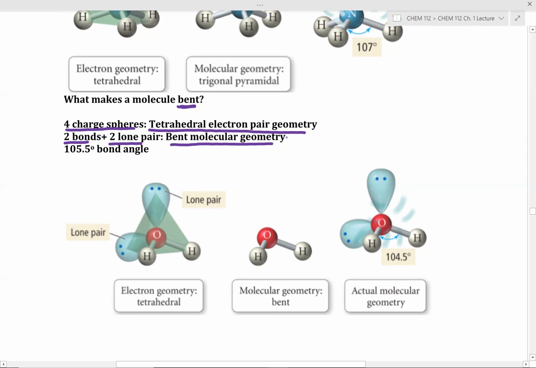And the bond angle, if we add another lone pair, would we expect our bond angle to increase or decrease? Decrease. So it's even smaller, 105.5 degrees. The picture has it 104.5. Different textbooks will take off different degrees for lone pairs, and there's some variation in textbooks.